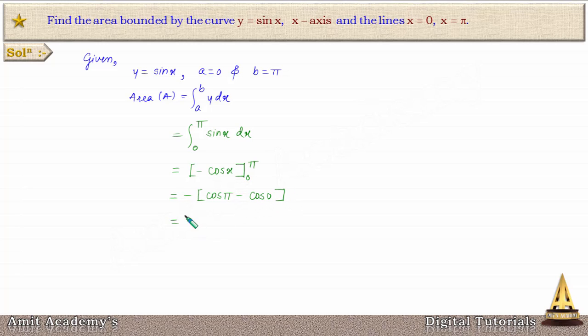So is equal to this minus sign here as it is in square bracket. The value of cos pi is minus 1 minus the value of cos 0 is 1. So is equal to this minus sign here as it is in square bracket. Minus 1 minus 1 is minus 2. So is equal to here minus into minus will become plus. So I'll get 2 square units. So this is the value of A and this is your final answer.